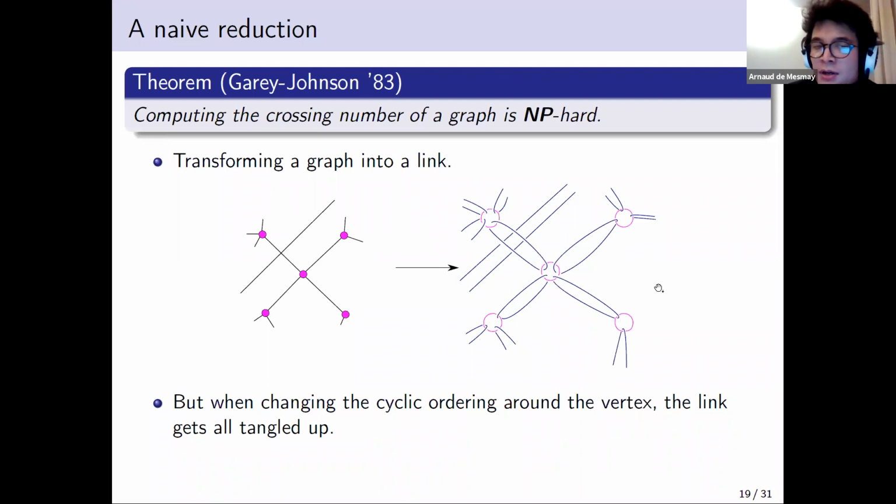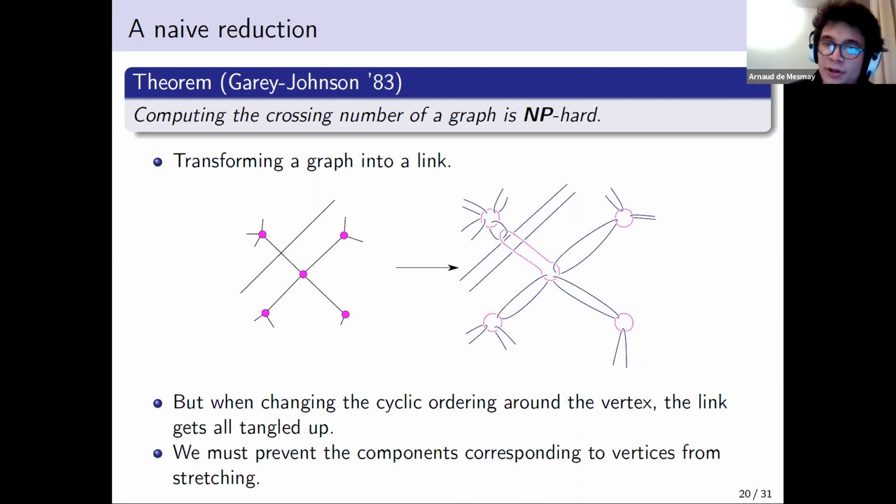So the issue with that is that, well, something we used there is that prior to doing the reduction, we fixed the cyclic ordering of the edges around the vertex. And when this cyclic ordering, when this permutation is changed, then suddenly your link here is completely tangled up. You cannot permute these edges or these unknots around the middle unknot without them running into each other. So basically, we started with a solution to do the encoding.